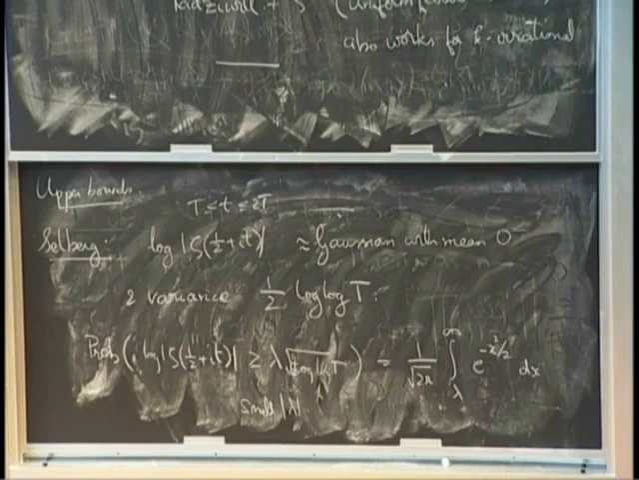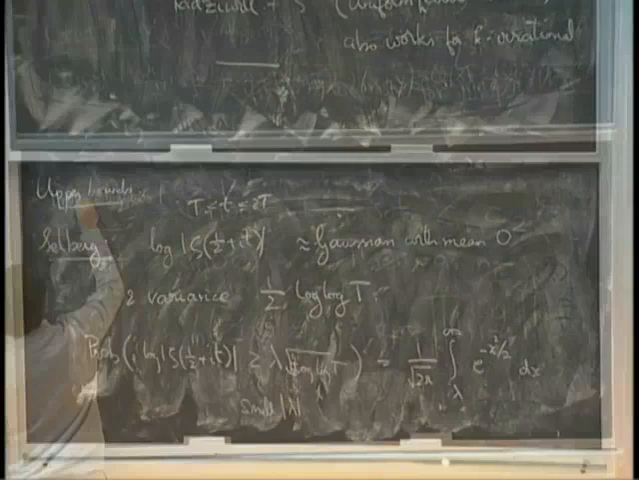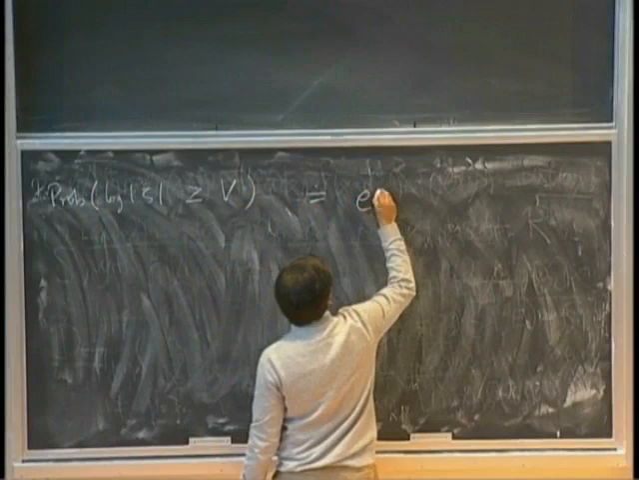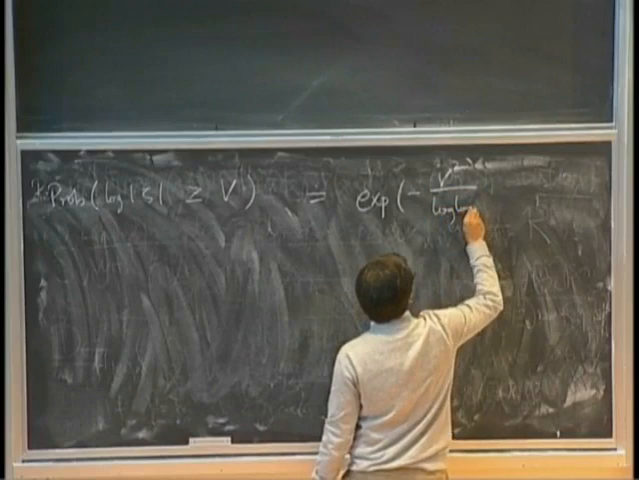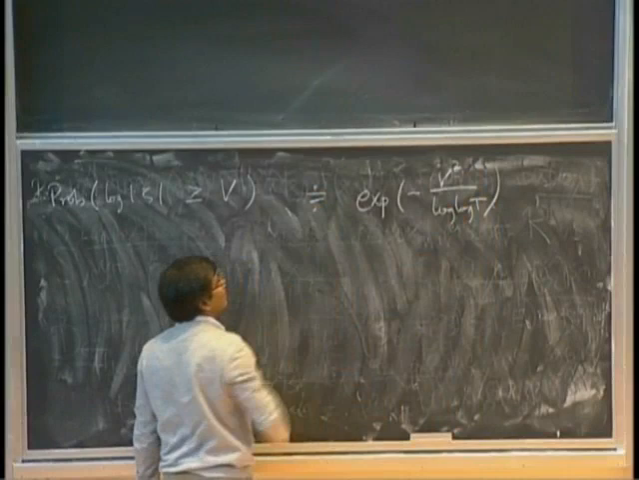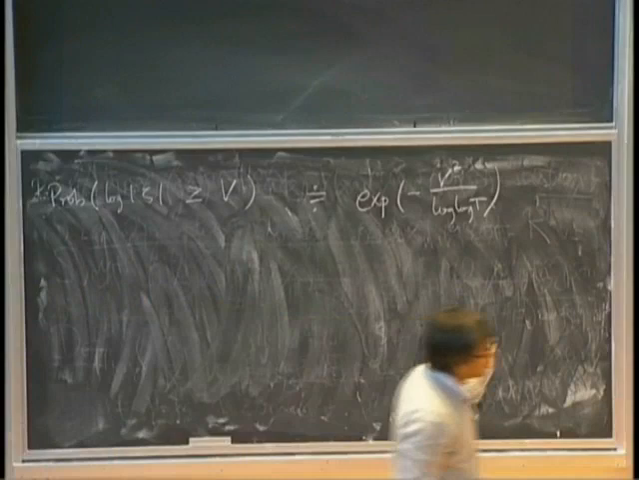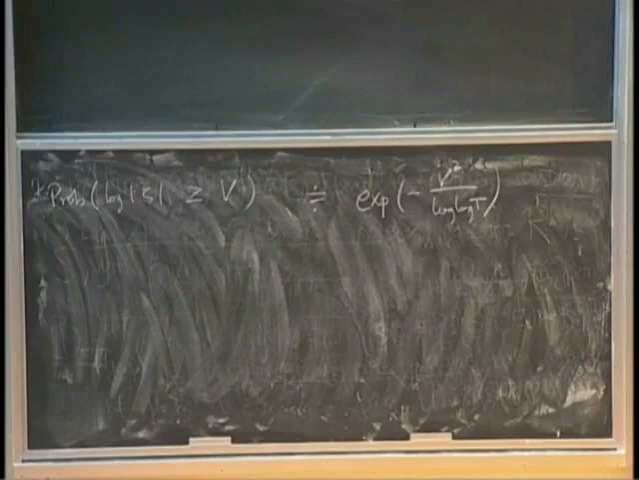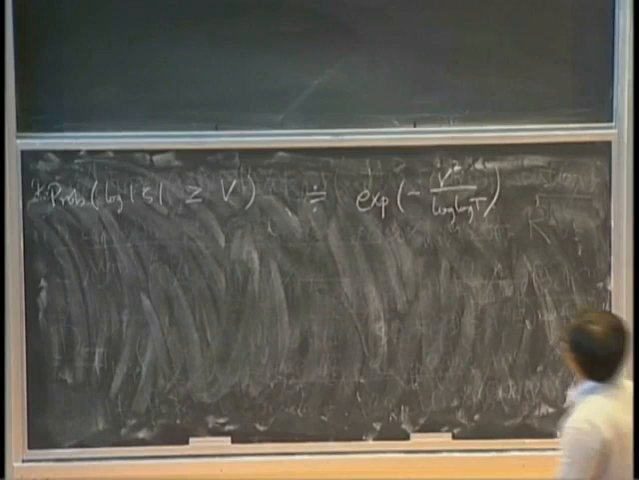Now imagine that you can just extrapolate that result for all values of lambda. Okay, so then you would say that the probability of having log mod zeta being bigger than some number v should be approximately something like e to the minus v squared over log log t. Roughly speaking. This is not exactly right because I've just approximated this integral by its smallest value, which is going to be e to the minus lambda squared over 2. But of course, it's whatever it is. And I'm going to assume that I can do this for any value of v, whatever.